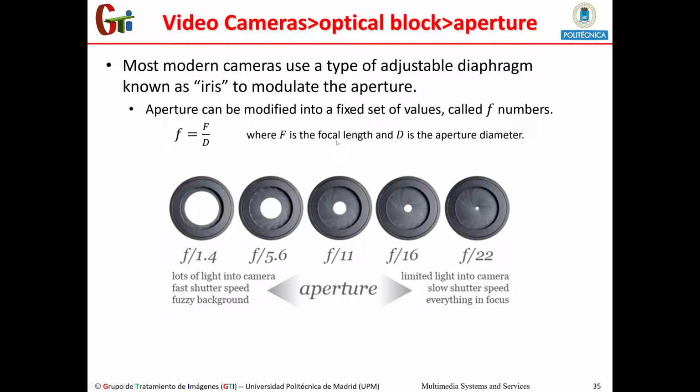In most modern or professional cameras, we can modulate aperture by means of a device that is an adjustable diaphragm called iris. The aperture can be defined as the quotient between the focal length and the physical diameter of that aperture. And usually only a subset of possible f values are considered, like 1.4, 5.6, 11, etc.